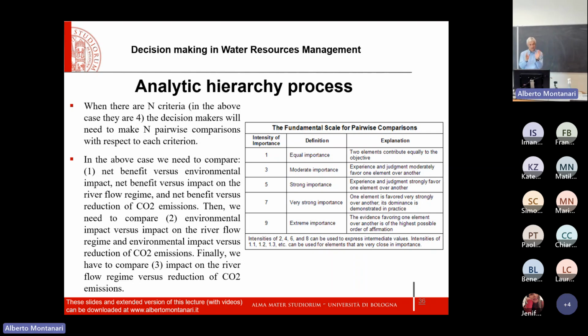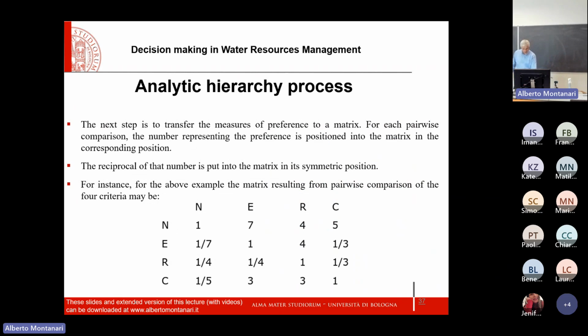And it's important to say that you may ask the same question in a different manner: first criterion against the second, or second criterion against the first. But of course, the two decisions must be coherent. So if the first reply is 9, the second reply is 1/9, etc. Then you repeat the same thing for all the couples of criteria. Net benefit with respect to river flow regime. You make the same question. And what you obtain is a matrix.